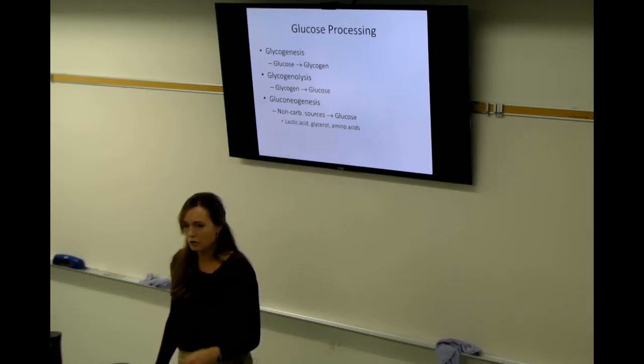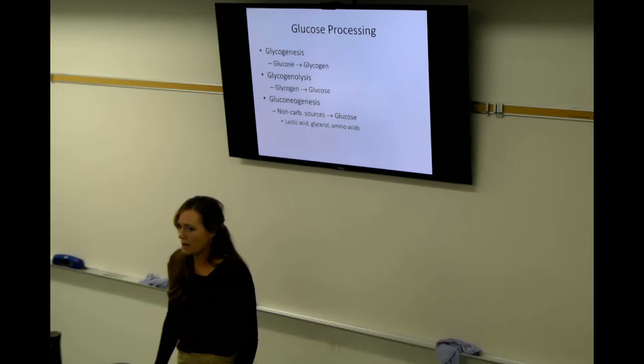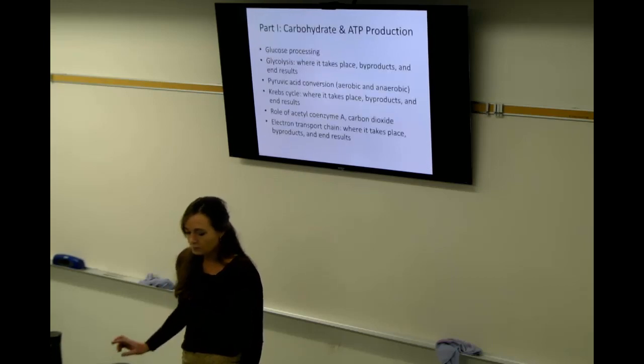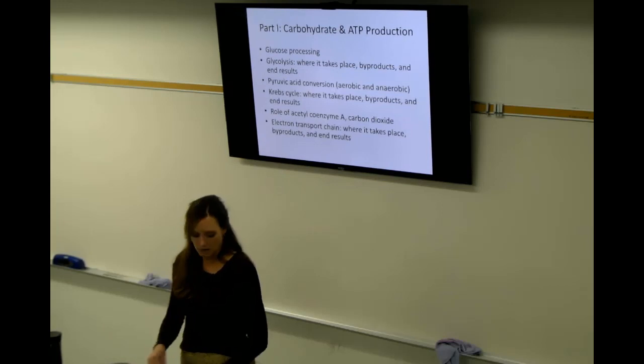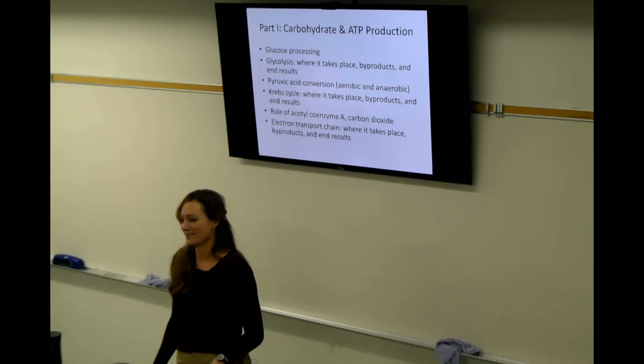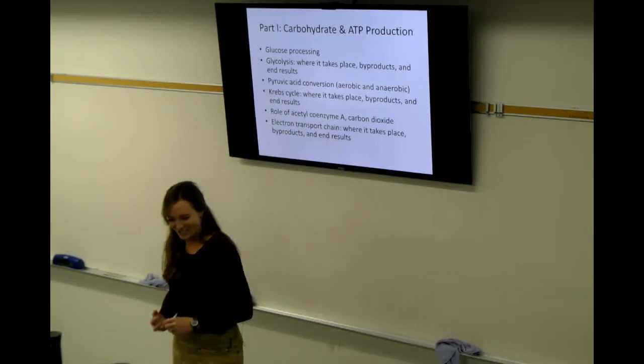Gluconeogenesis happens when you create glucose through non-carb sources. What would be a byproduct of gluconeogenesis? Ketones. Excellent. So glycolysis. Where is glycolysis going to take place in a cell? Not the mitochondria, so that would put it out in the cytosol.